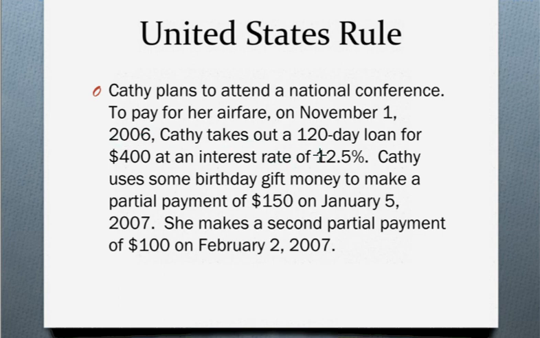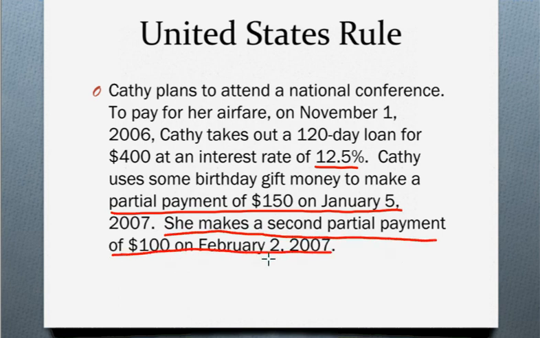Kathy takes out a 120-day loan for $400 at an interest rate of 12.5%. It's a little steep, but you know what? It's probably lower than a lot of credit cards. She uses some birthday money, so she's going to make a partial payment of $150 on January 5th. Then she makes a second partial payment of $100 on February 2nd. And ultimately, we want to know how much she is going to pay back for her last payment, because so far she's only paid back $250, and interest is going to be accruing this whole time.